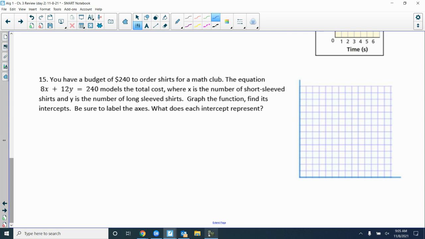Because if you got the wrong thing, like you can get the answer, but you still have to have that explain part. So you've got a budget of $240 to order shirts for the math club. The equation 8x plus 12y equals 240 models the total cost. All right, x is short sleeved, so you should have down here short sleeved. y is long sleeved. So I got that marked. We have to graph the function, find its intercepts. It might even be better to word it in reverse and say find the intercepts and then graph the function, but we're going to graph it using intercepts. So I've got to find them. Well, we've been doing that. This is 8x plus 12y equals 240.